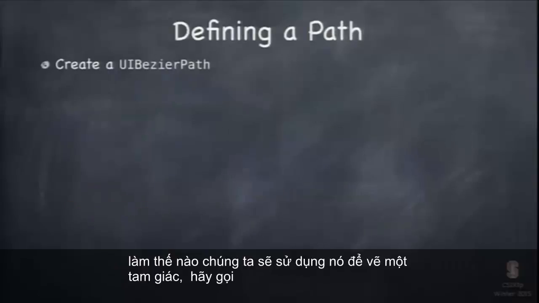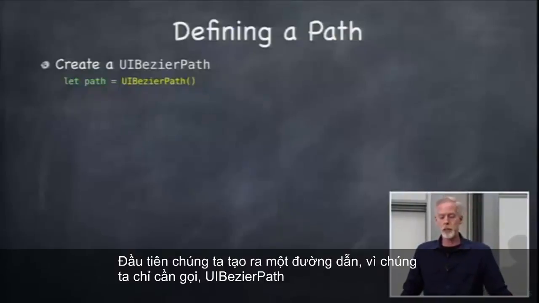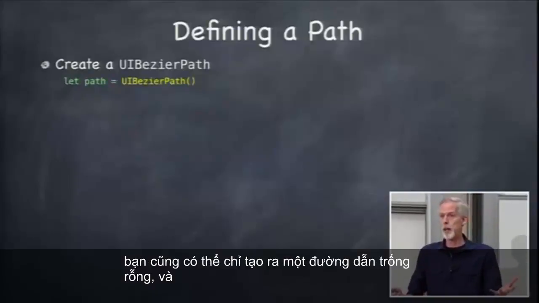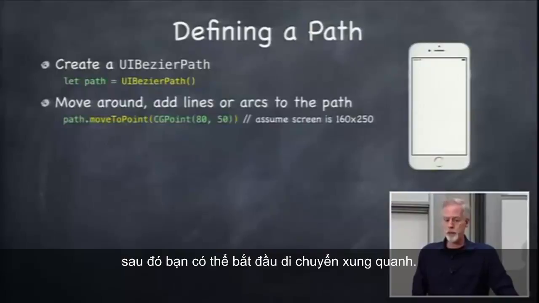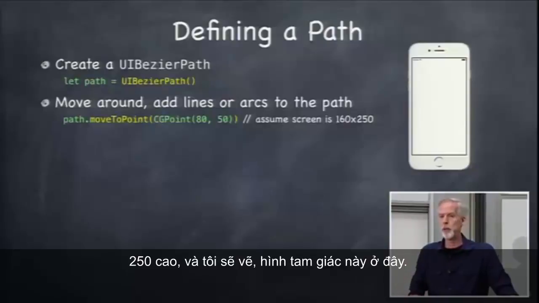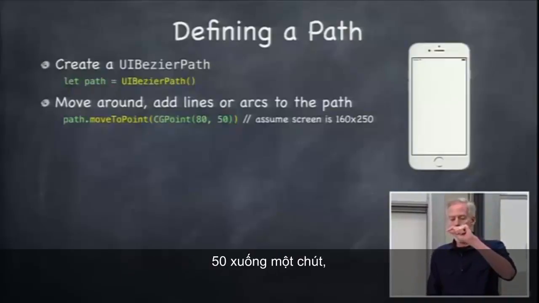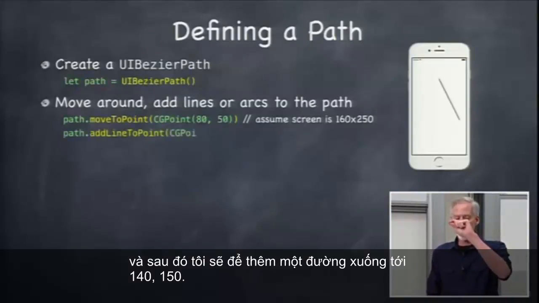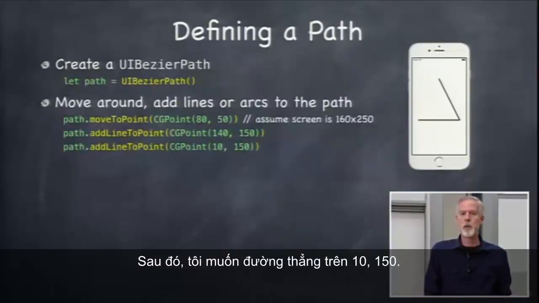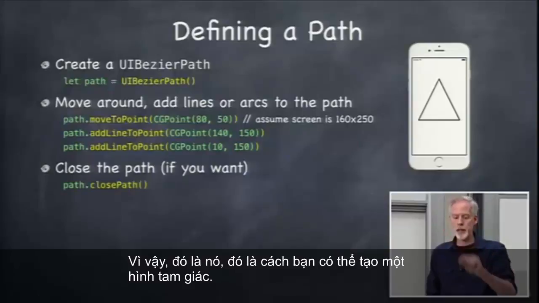So let's take a look at UIBezierPath and how we would use it to draw a triangle, let's say. So first we create the path, so we just say UIBezierPath. There are other initializers for UIBezierPath, but you can also just create an empty path, and then you can start moving around. So here I'm going to assume this screen is 160 points wide by 250 tall, and I'm going to draw this triangle here. So I'm going to move to 80, which is halfway across, and 50, which is a little bit down. And then I'm going to add a line down to 140, 150. Then I'm going to add another line over to 10, 150. Then I'm going to close this path. Okay? So that's it. That's how you can make a triangle.